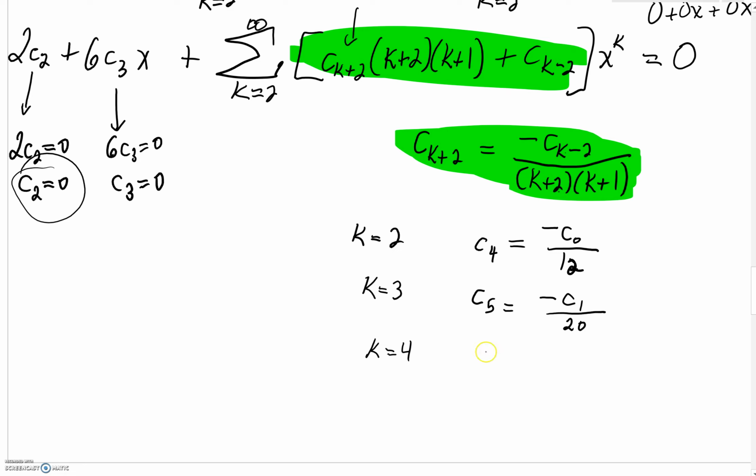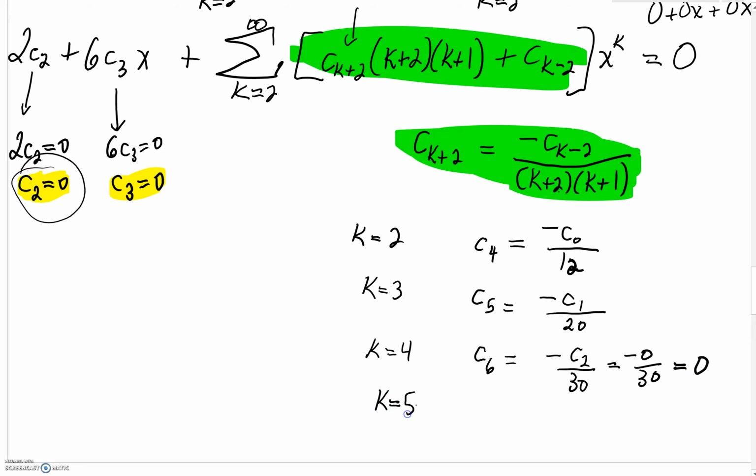k equals 4. This is kind of interesting. You're going to have c sub 6, and your numerator, 4 minus 2 is a 2, so I'm going to have negative c sub 2. And, of course, down below, 4 plus 2 is 6, and 4 plus 1 is 5. We'd have a 30. But please, please, please remember that c sub 2 is 0. Likewise, c sub 3 is 0. You might guess that that's going to be important in just a moment. So that's a 0 all over 30. Guys, c sub 6 is actually just a 0.